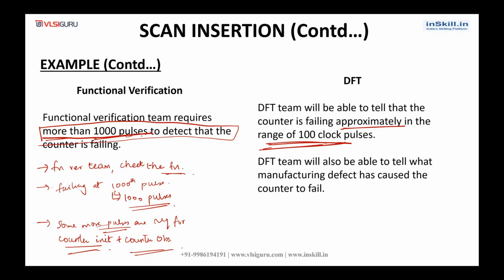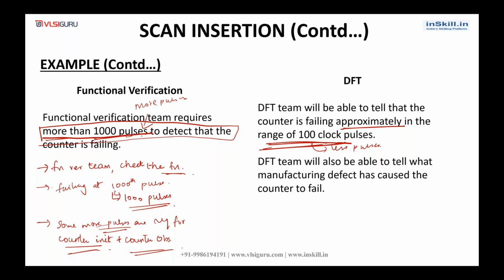So here, if you are able to see, the functional verification team requires more pulses, but the DFT team requires fewer clock pulses. So how is the DFT team able to tell with this small number of clock pulses that the counter is failing? It is because we have gone for scan insertion. That is the need for scan insertion: in order to easily control and observe our circuit, we go for scan insertion.